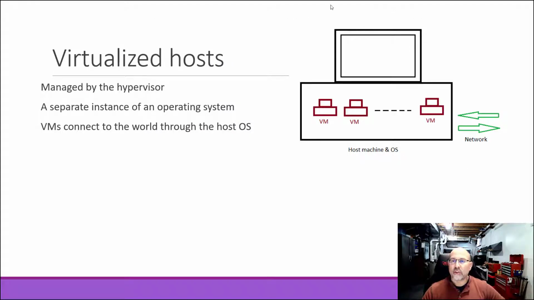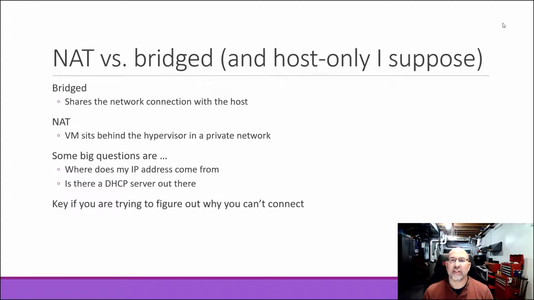I've got my host OS sitting here and however many VMs I'm going to run off of that. But then I have to remember that if I want outside connectivity to the network, they've got to pass through the host OS, again managed by the hypervisor, and then get out to the network. Now, the two big kinds of connections, as I mentioned earlier, are network address translation or bridged. We'll cover each one of those in a little more detail. There is a host only, I suppose, but it's not the common one that we use for production VMs. It's there if we want an isolated network.